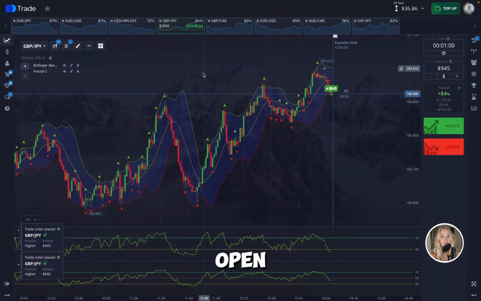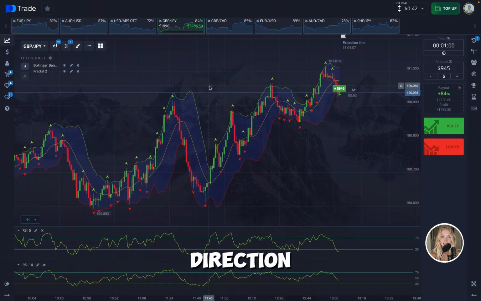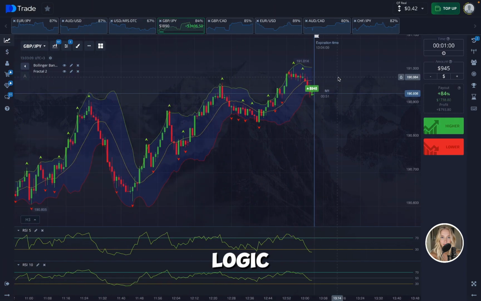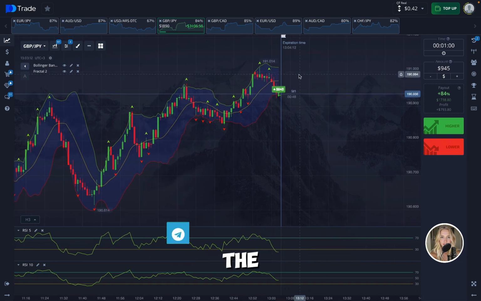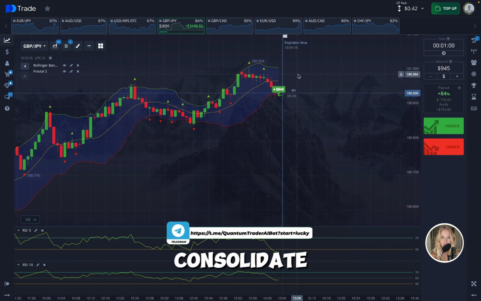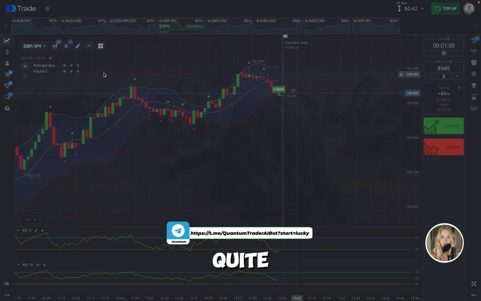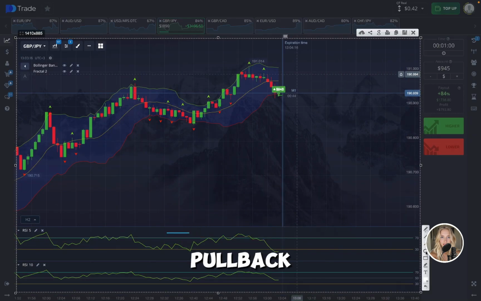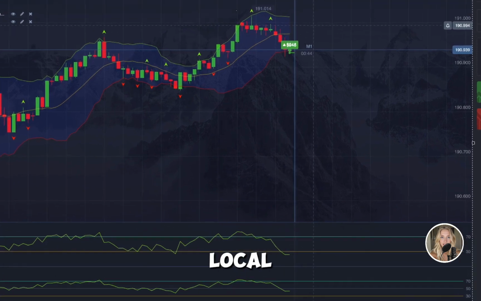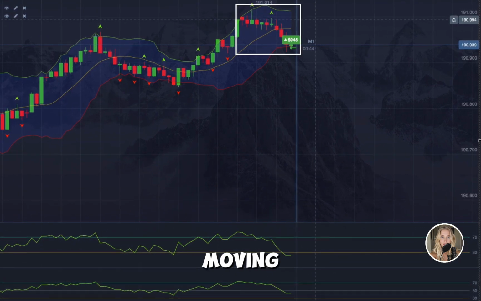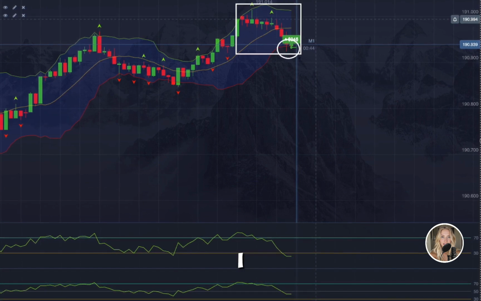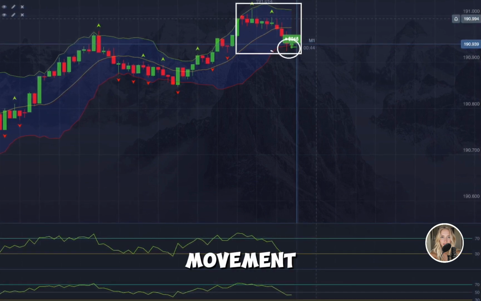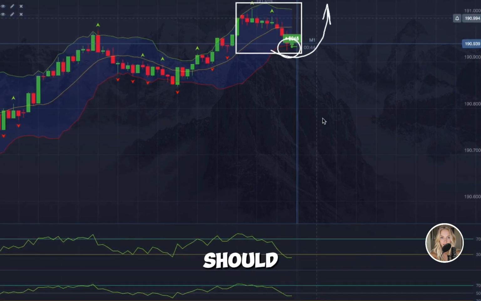And here I will open 2 deals to increase again in the direction of the trend. The entry logic remains absolutely the same as in the last deal. Let's consolidate. The result you have already seen, I think it will be quite good. We also have an upward trend, and we have a good price pullback, the formation of a new local minimum, and touching the lower moving line of the channel indicator. I think that the further dynamics of the movement 100% should go up.